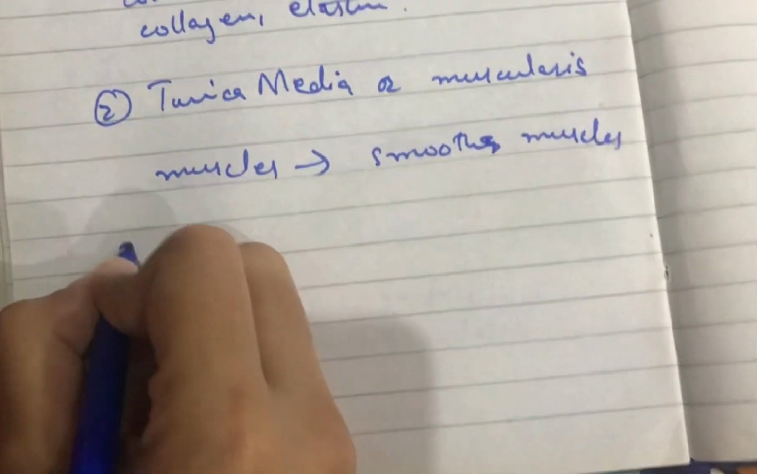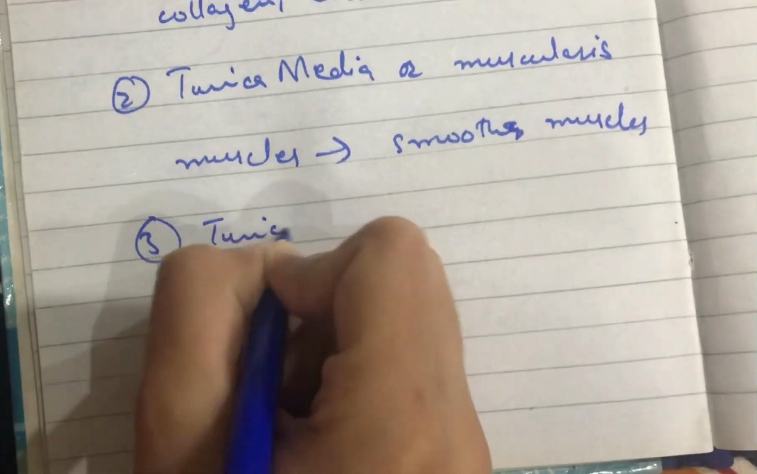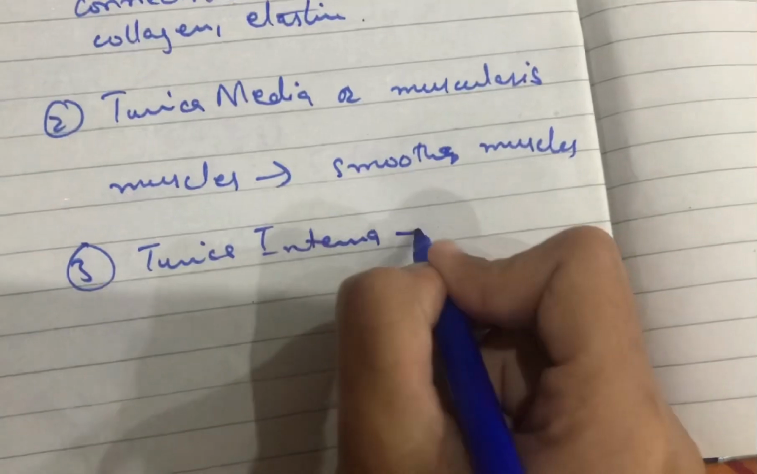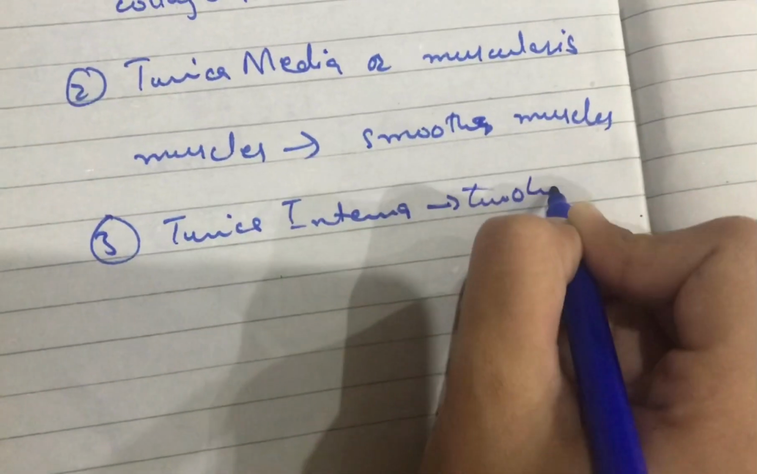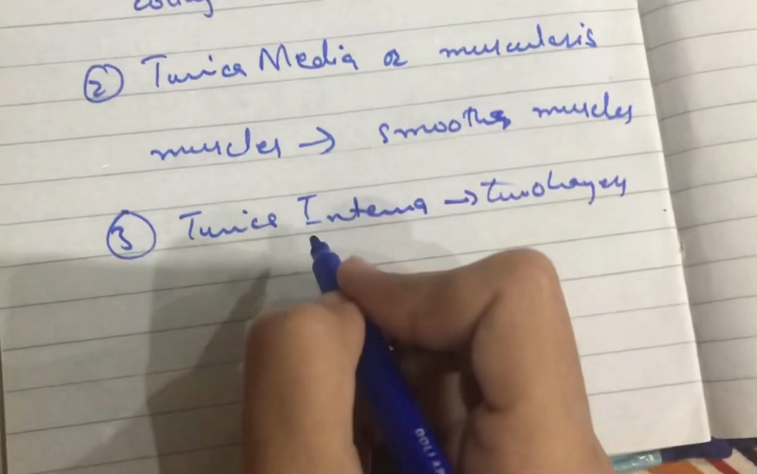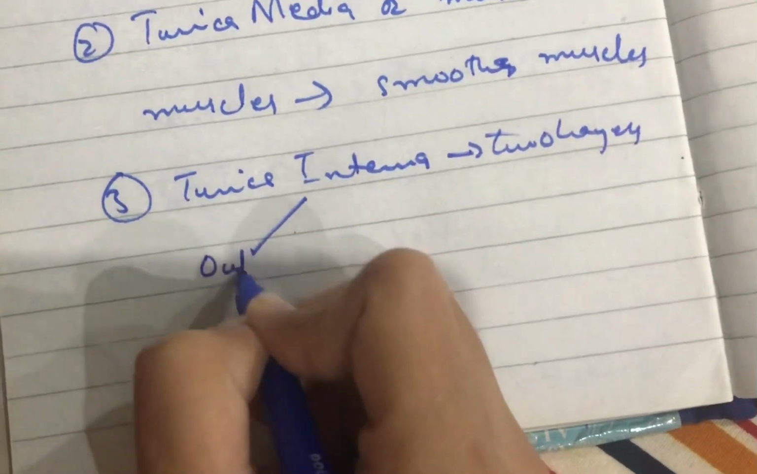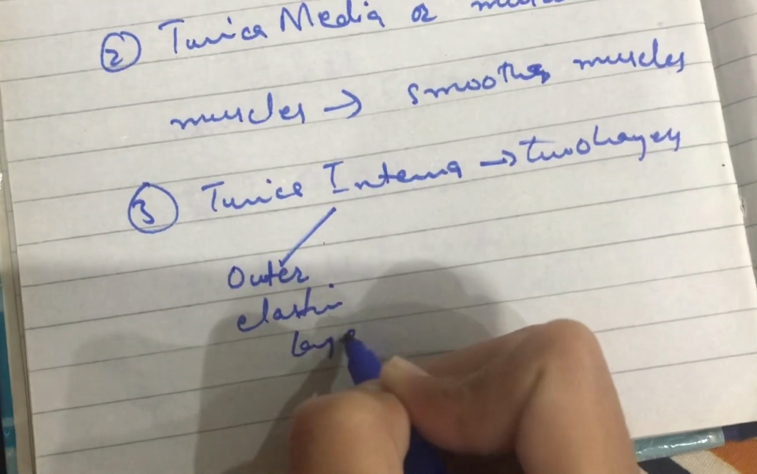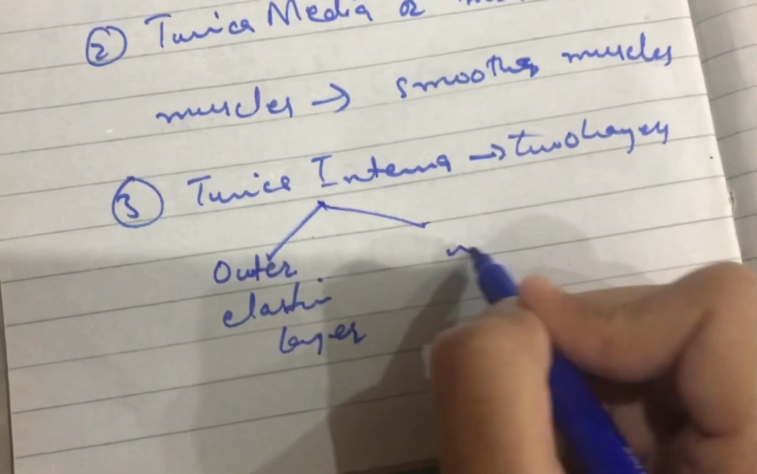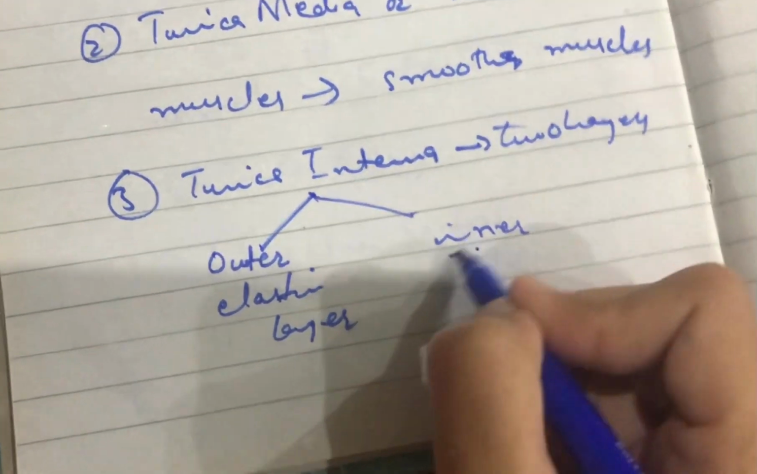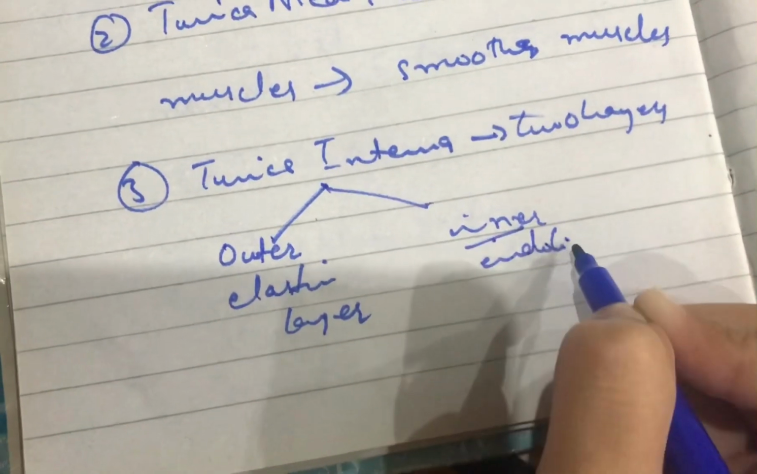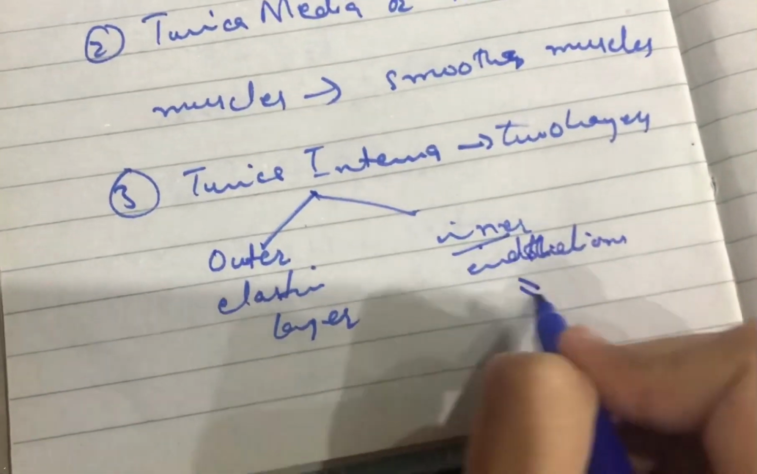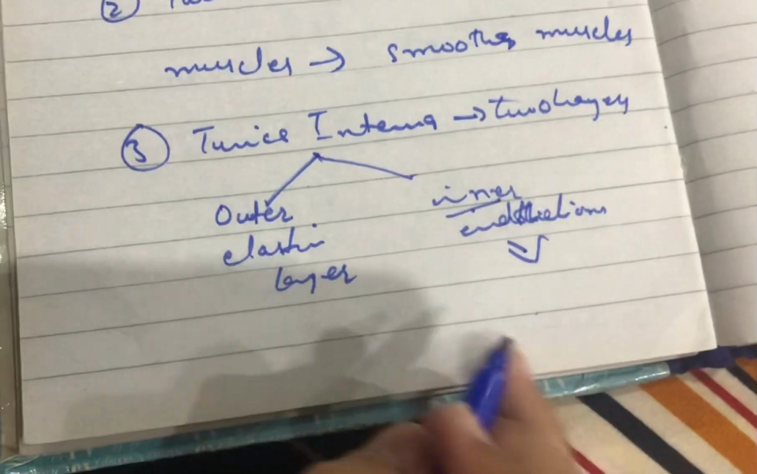So number 3 is tunica intima. It is made up of 2 layers. It is the innermost layer. Number 1 is the outer elastin layer, and the second one is the inner, which is endothelium, and it is made up of simple squamous tissues.